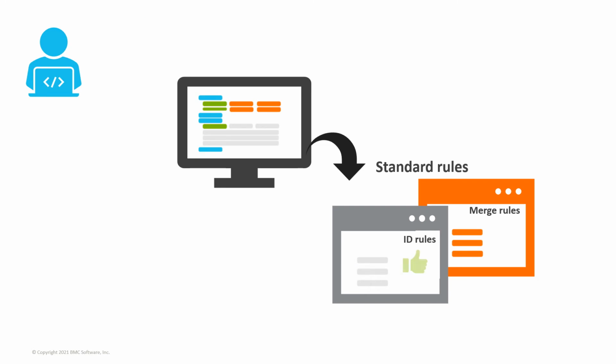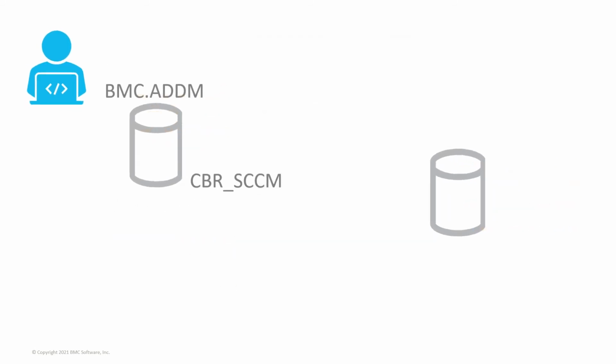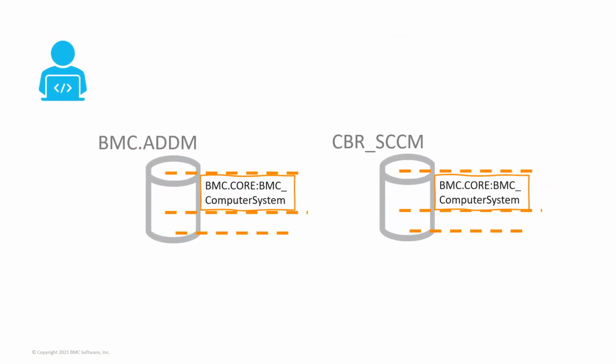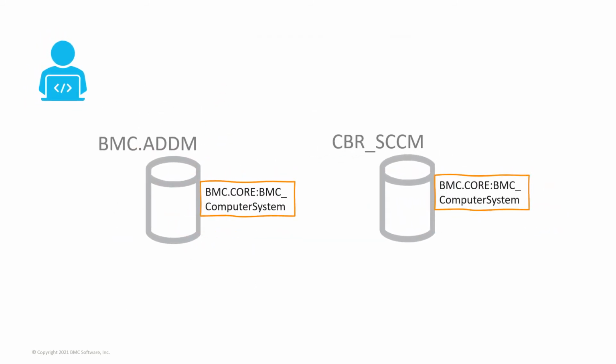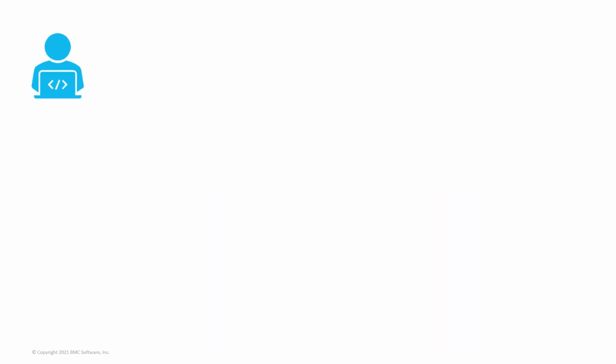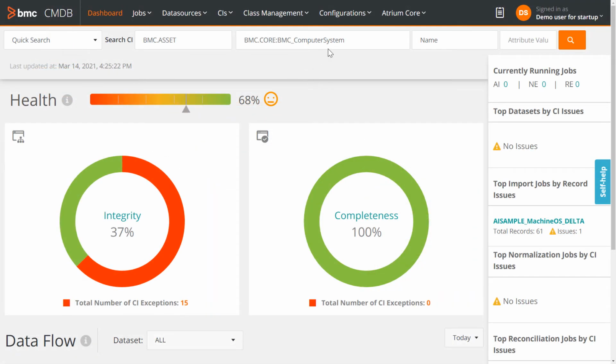After editing the standard rules for the identification activity, Chris wants to ensure that the data from the two datasets is merged correctly into BMC asset. He wants the computer system class data to be populated from the ADDM dataset because it is more reliable. So, Chris defines the precedence values for the correct data to be merged into the production dataset.